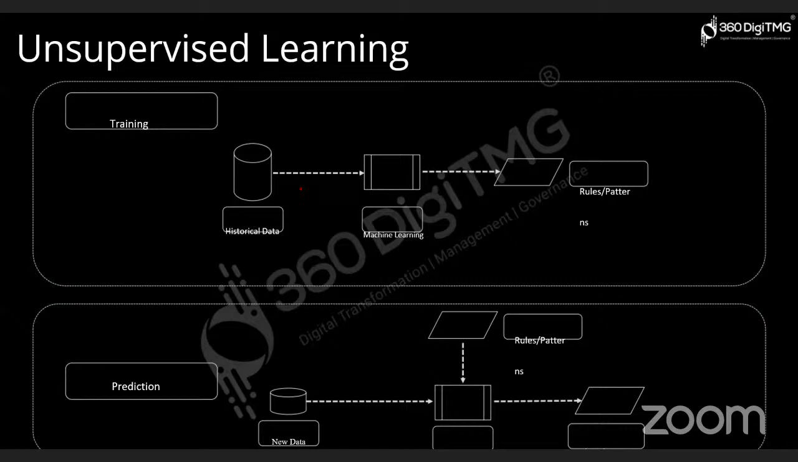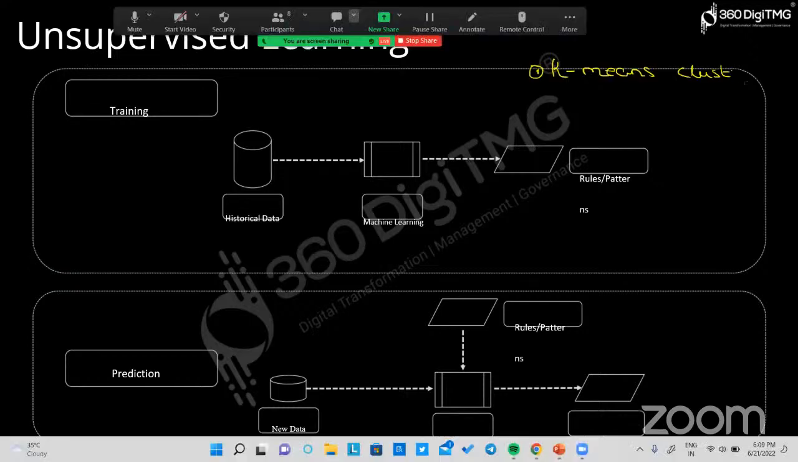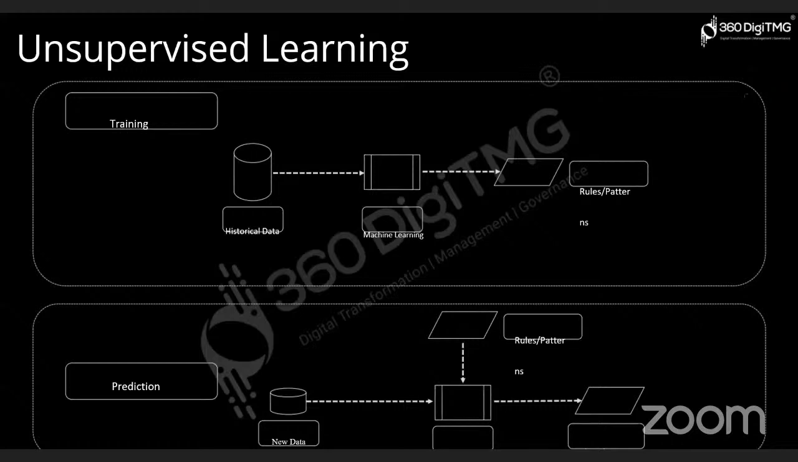Now, once we know what unsupervised learning is and why we should use it, the question remains: how to do that? Is there any algorithm that comes under unsupervised learning? Yes, of course there is. The first algorithm is called k-means clustering. Second one, KNN, also called k-nearest neighbor. Third one, hierarchical clustering.